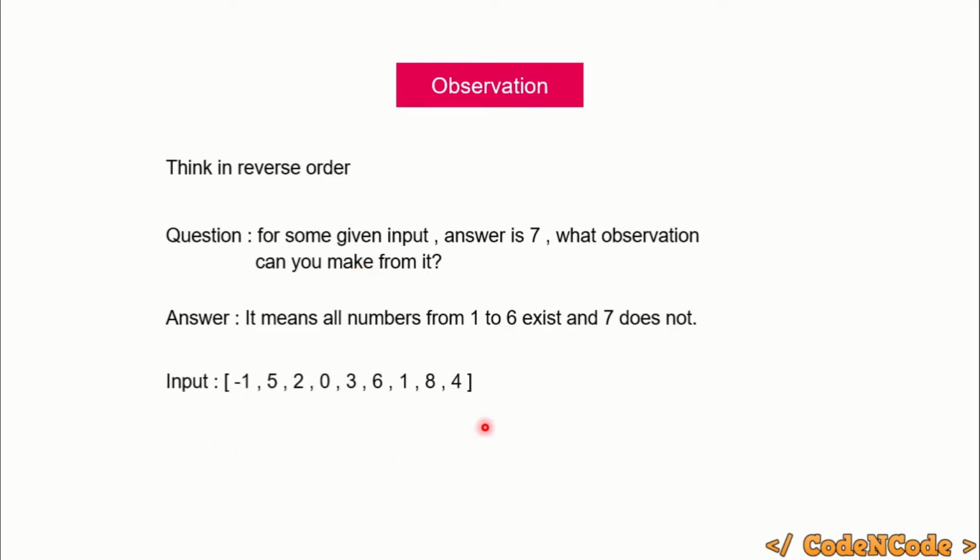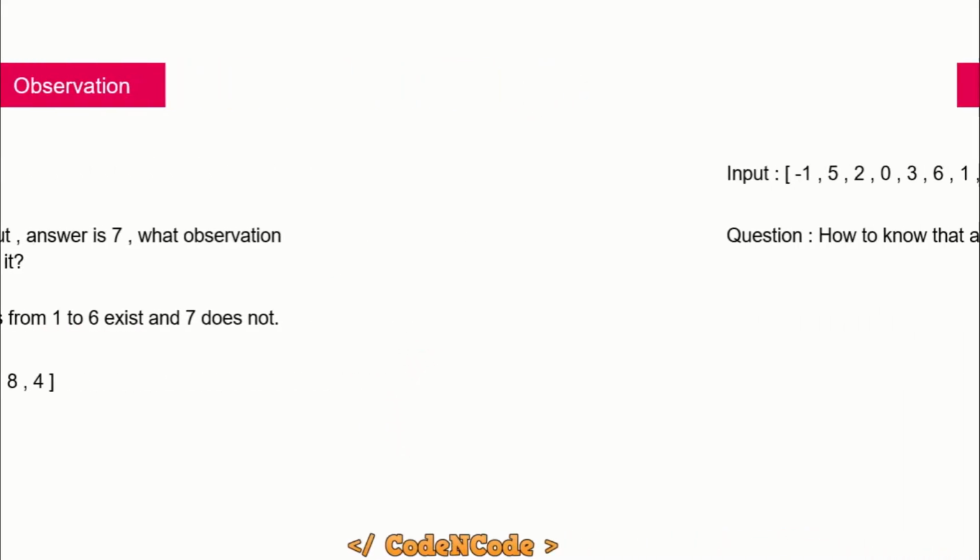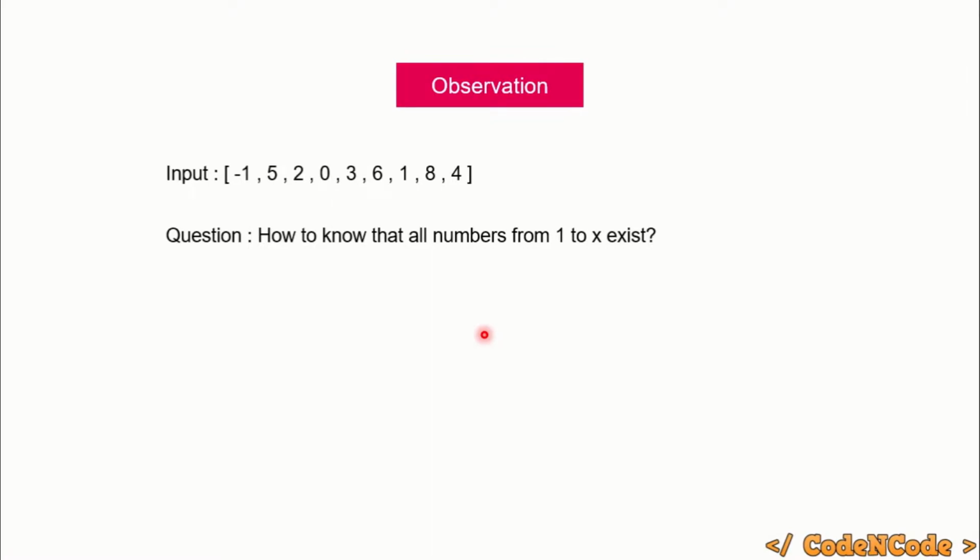Input might have been something like this or other, it doesn't matter, but the important thing is that all the numbers from 1 to 6 already exist, right? Now the question is, how would you know that all the numbers from 1 to x exist? Because the array is actually not sorted and you have to solve the problem in linear time. So how would you know that all the numbers from 1 to x exist?